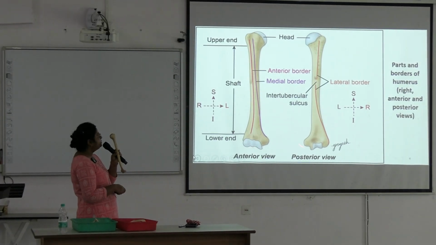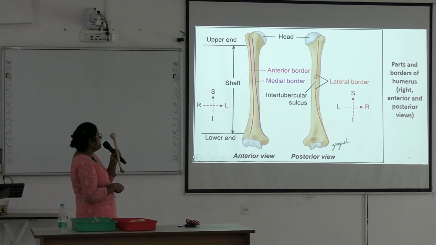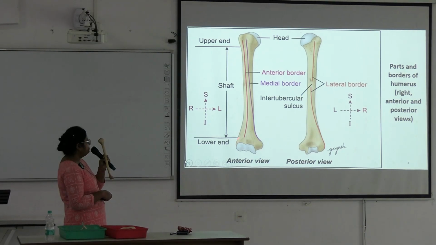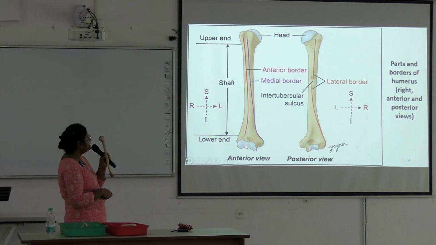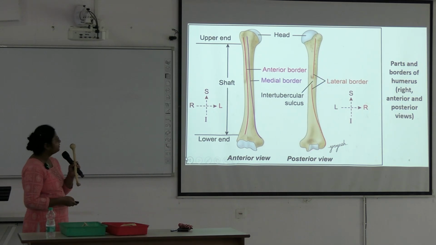This is anterior view. This is posterior view. Anterior view, you can see this is capitulum, this is trochlea. Above the capitulum, radial fossa. Above the trochlea, coronoid fossa. Here is the medial epicondyle, lateral epicondyle. On the posterior aspect, this is capitulum, trochlea. This deep fossa is the olecranon fossa. This is medial epicondyle, lateral epicondyle. Okay, understood?